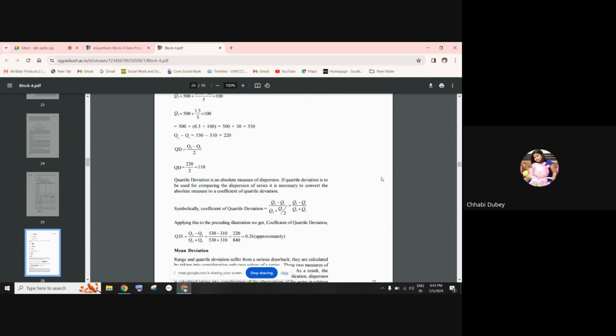Now, quartile deviation is an absolute measure of dispersion. That is, if quartile deviation is to be used for comparing the dispersion of series, it is necessary to first convert the absolute measure to a coefficient of quartile deviation. So we have to first convert the absolute value to a coefficient of quartile deviation, and only then can we use the quartile deviation.